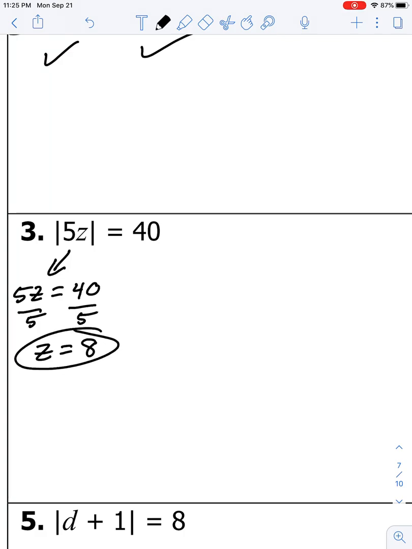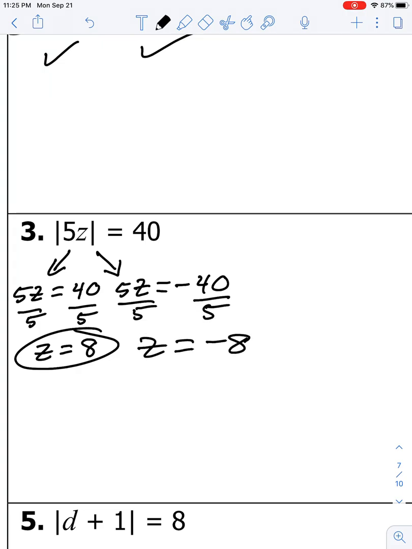No problem. Now, we're going to take what's on the inside of the absolute value and write it down again, but this time we're going to set it equal to the negative of what's on the other side, so negative 40. And then we solve for z. So z would also equal negative 8. So we have 2 answers. And you're going to have 2 answers on the majority of these types of problems for absolute value.